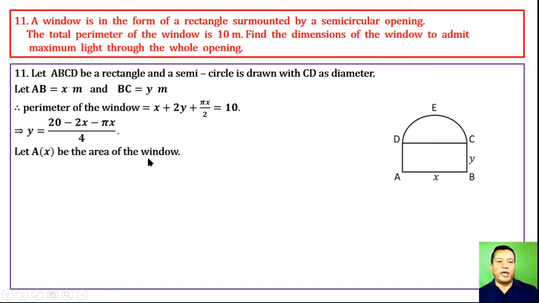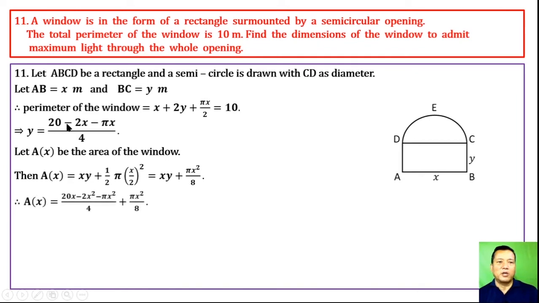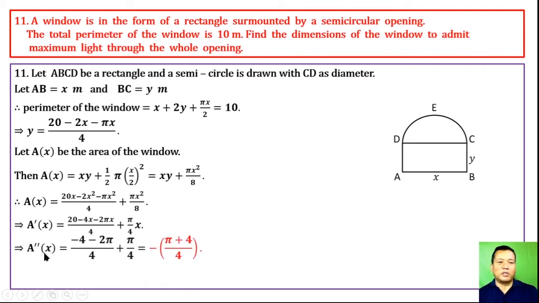Let A(x) be the area of the window. Then the area of the window is the area formed by the rectangle plus half of the circle. Half of the circle, we get this, which is in terms of x and y. y is replaced by x, we get this. Therefore, A dash of x is this, and its second order derivative is also this, which is equal to minus (4 plus pi) by 4.